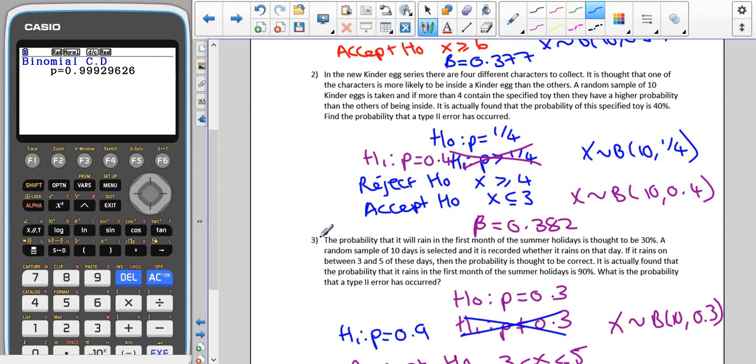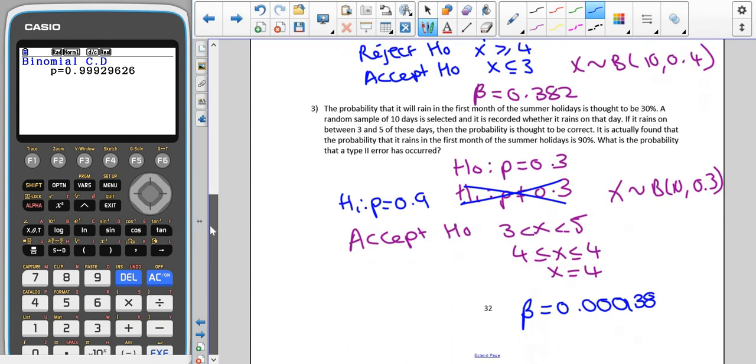So that's our reject H0 region, that X is greater than or equal to 4, which means our accept H0 region would be less than or equal to 3. We're then told that the actual probability of that toy being inside is 40%, so our H1 should have been that the probability is 0.4. But that gives us X follows the binomial distribution with an n of 10 and a probability of 0.4. Finding the probability then that X is less than or equal to 3 gives us a beta probability of making a type 2 error of 0.382.